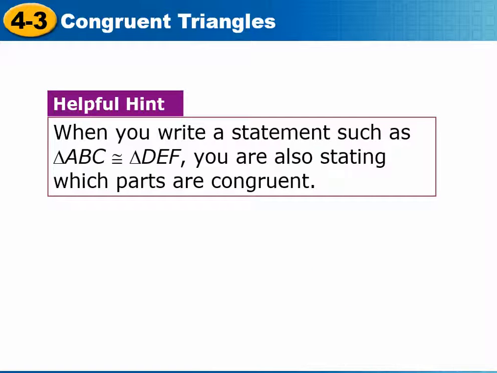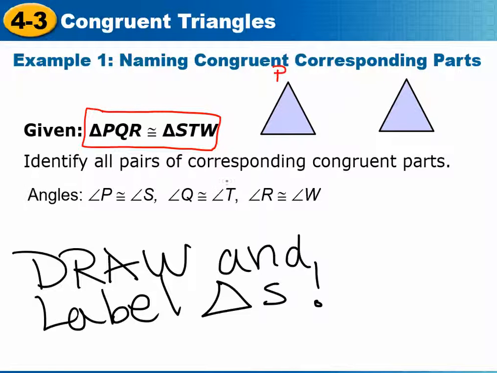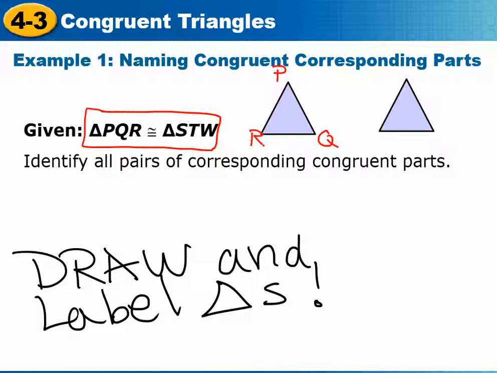Okay, so like we already talked about, when you write triangle ABC congruent to triangle DEF, you are also stating which parts are congruent. If you're really good, you could look at this statement and name all the corresponding parts without drawing a picture. I don't really want you to do that. You have to, at least on your own scratch paper, draw a sketch. So I drew a triangle, and I'm going to name my triangle PQR, and my other triangle STW.